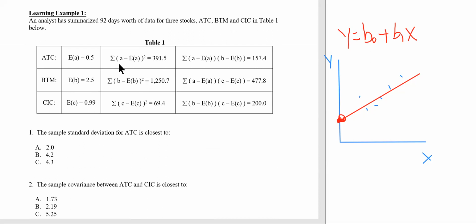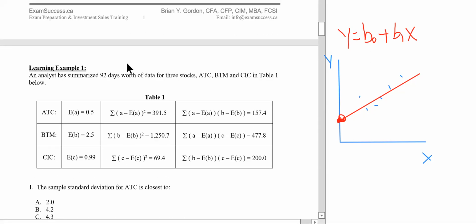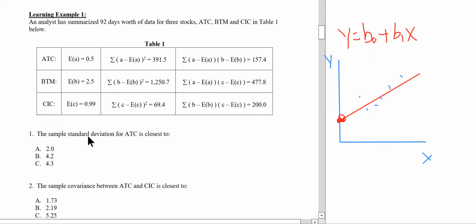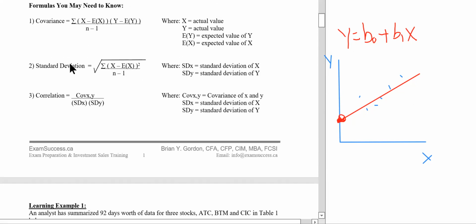Really, this is nothing more than the actual minus the expected. Actual minus expected. That's how I had to type it. Sometimes you may see it that way, and you can match these right back up to the formulas. And so how could we calculate this sample standard deviation for ATC? I've got stock ATC up here, and I just wanted to make sure that I remember the formula for the standard deviation.